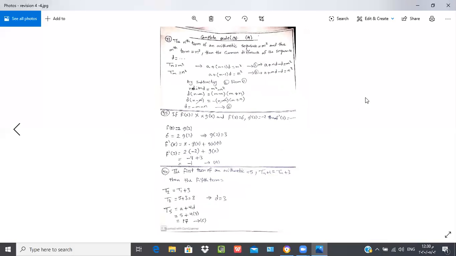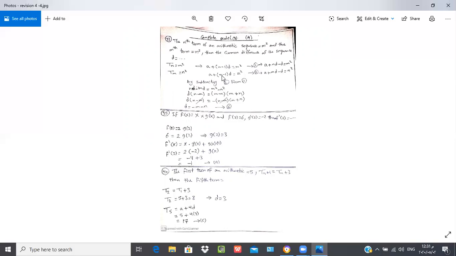This is the last part of this model. He said the nth term of an arithmetic sequence equals m squared, and the mth term equals n squared. Then find the common difference of the sequence. He wants you to find the difference. So Tn equals m squared and Tm equals n squared. Okay, we can put it a plus n minus 1 d. This is the rule. Tn equals m squared.